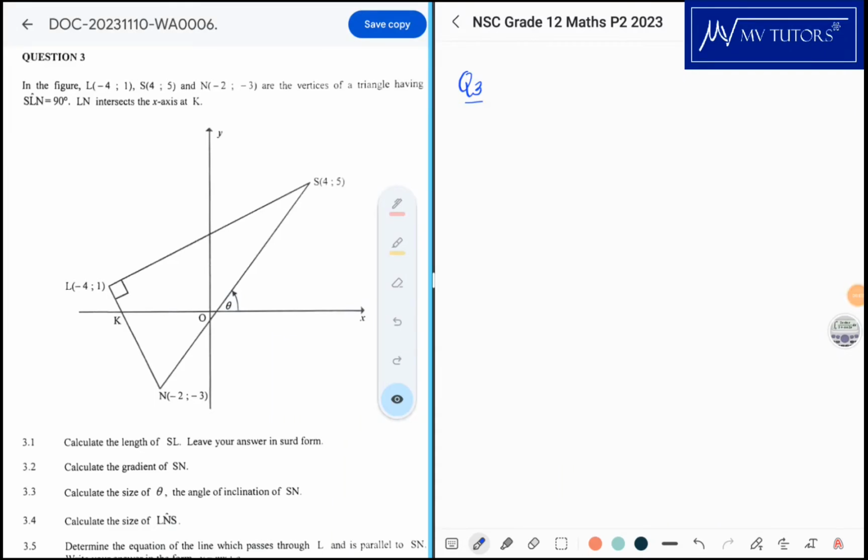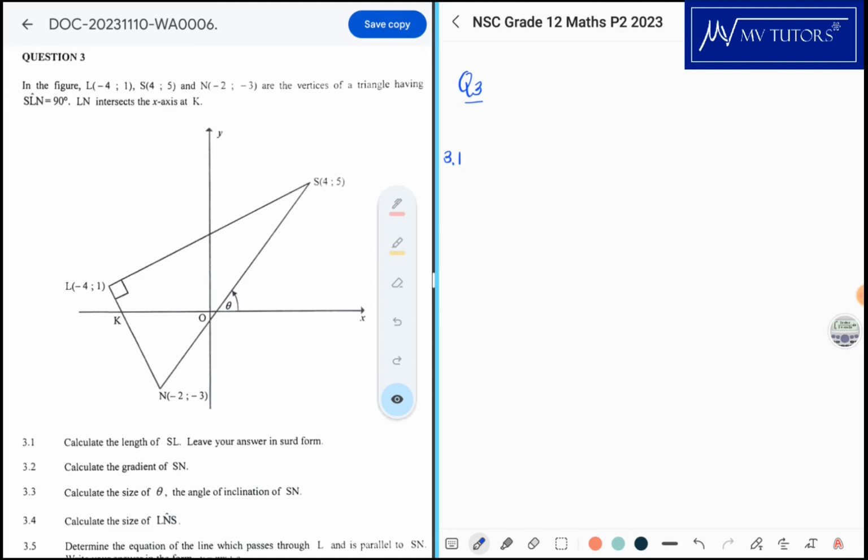So far, the paper is going well. So it says in the figure, so we have a right angled triangle. Okay, and what does it say? We have L, S, and N. They've given us the coordinates, and those are the vertices of a triangle having angle L as 90 degrees. And then LN intersects the x-axis at K, as we can see. All right, now, question 3.1. So it says, calculate the length of SL, all right, and leave your answer in surd form.